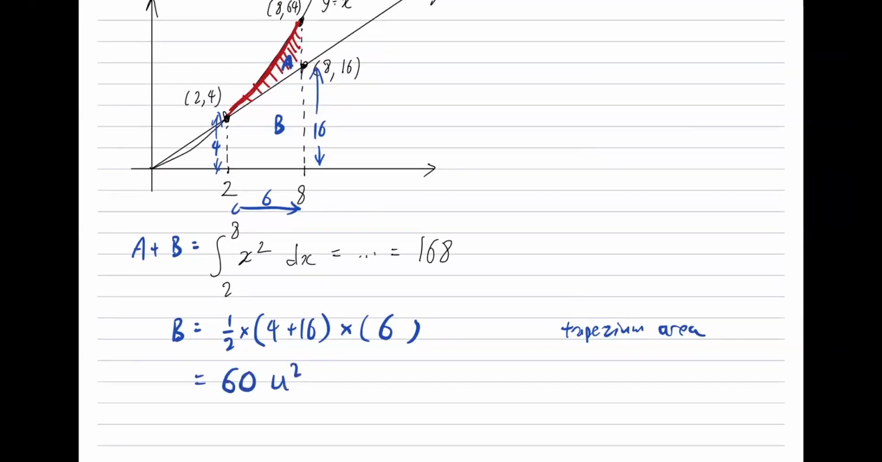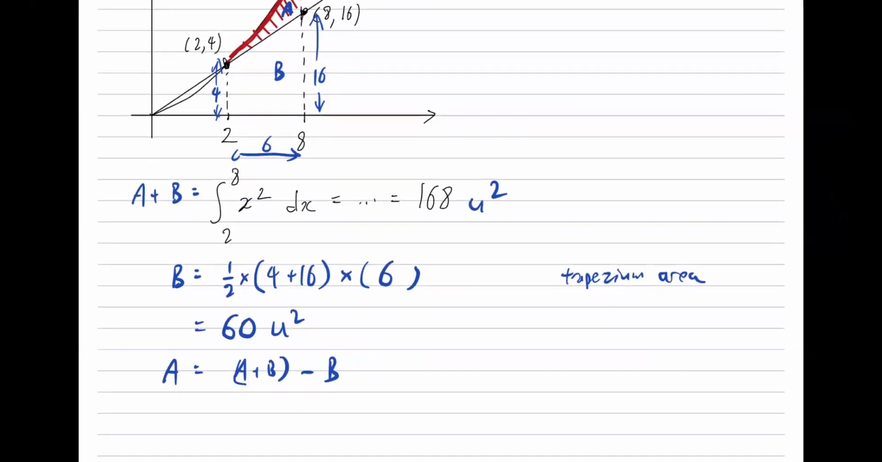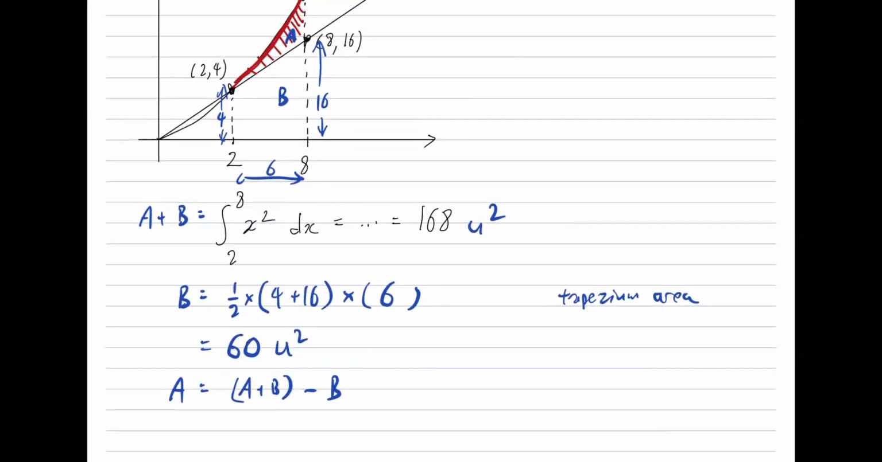Unit square. And therefore, if you want to solve for A, it would really just be A plus B, then you minus away B. Does that make sense? A plus B is the total, minus away the B. So that means it's 168 minus 60, which is 108 unit square. Oh, wait, is there a faster way that we could do this? Or a different way to do this?